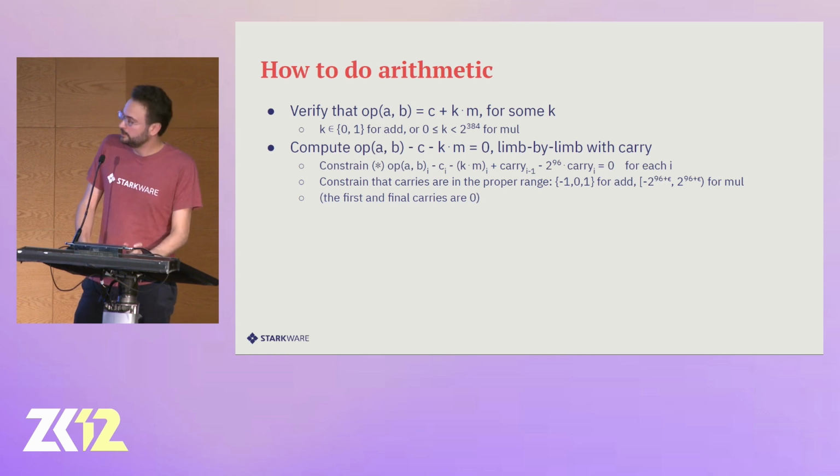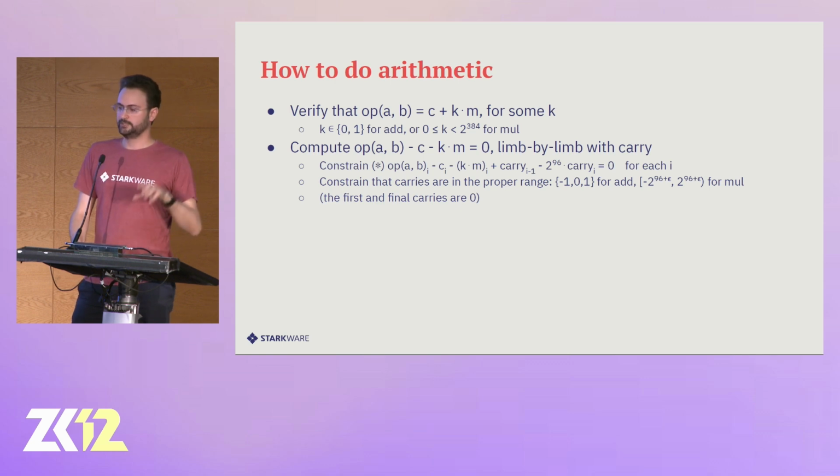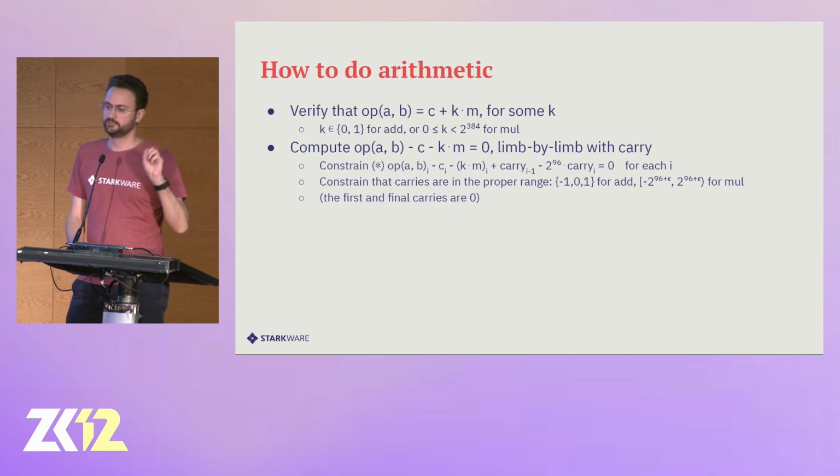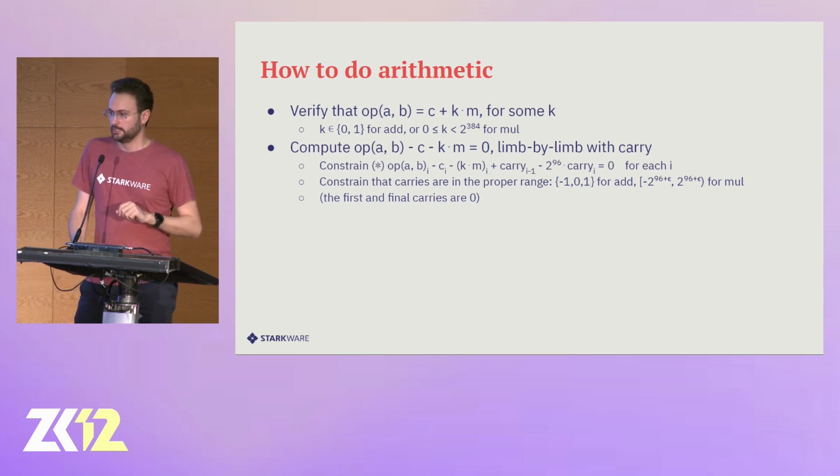So what it actually means to compute it limb by limb is that for every limb, we see that the ith limb of op(A,B) minus the ith limb of C minus the ith limb of k times m, plus the (i minus 1)th limb from the previous carry, should be the next carry times our radix, which is 2 to the 96. And this should hold for every i. We have 4 of these constraints for addition, 7 of these constraints for multiplication. Right? 3 plus 3 is 6 plus 1, because you start from 0.